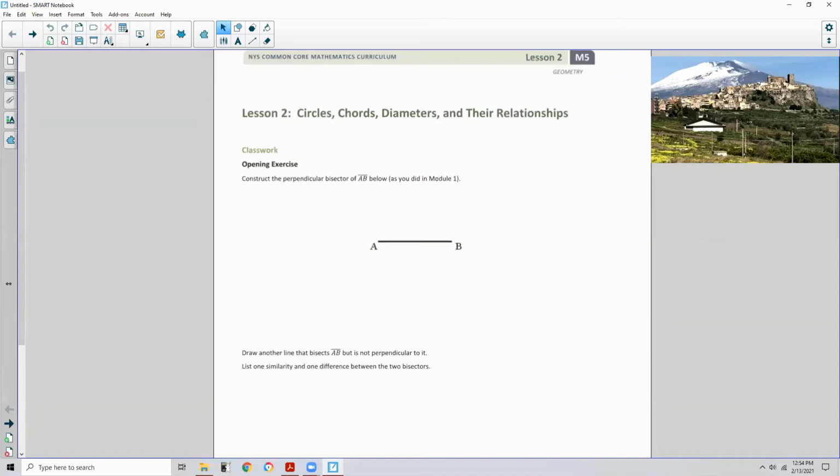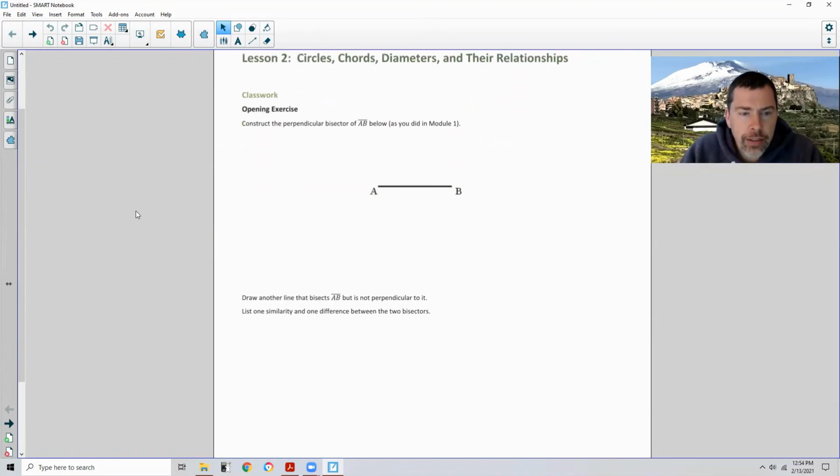Okay, lesson 2, circles, chords, diameters, and their relationships. Okay, so here we go. Classwork opening exercise. Construct the perpendicular bisector of segment AB below as you did in Module 1. So this is a review, but I will do it.